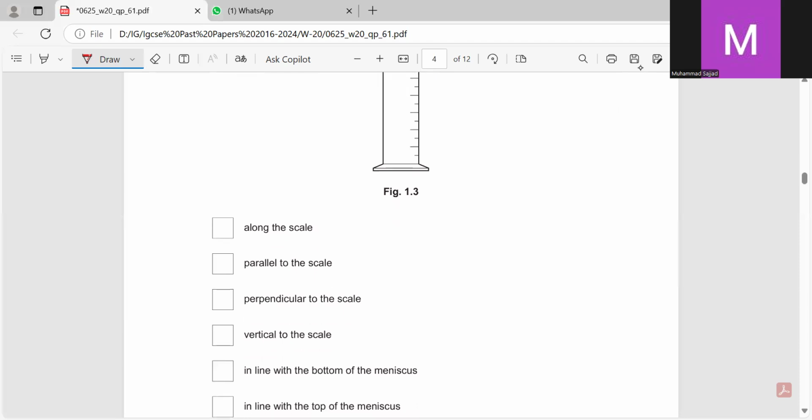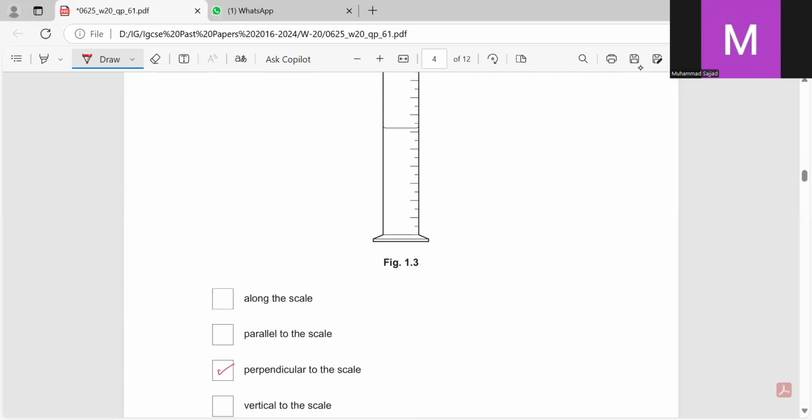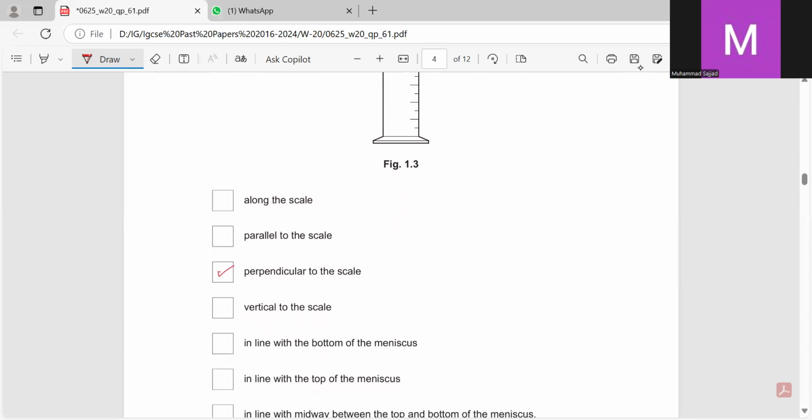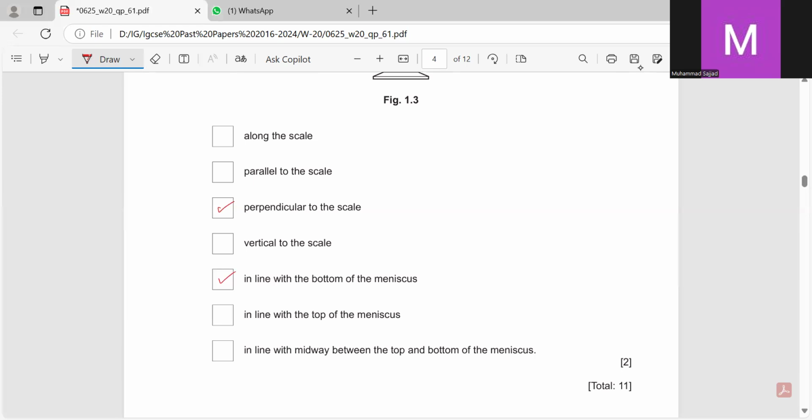So first of all, see along the scale, parallel to the scale, no, perpendicular to the scale. Like here, if I'm trying to do it, my dear friends, it will be something like this, perpendicular to the scale and also to the lower level of the meniscus, in line with the bottom of the meniscus. So these are the 2 points which we are ticking, and they are required to measure the volume of any liquid or irregular shaped object by making use of what?